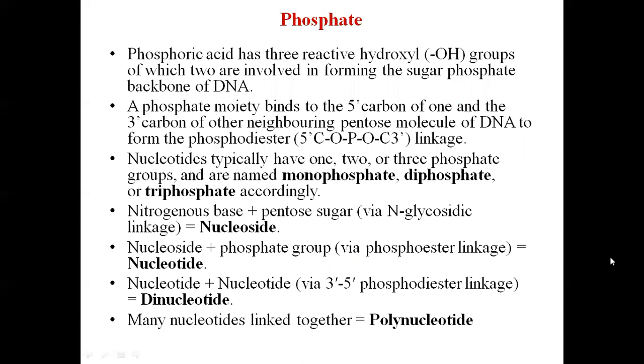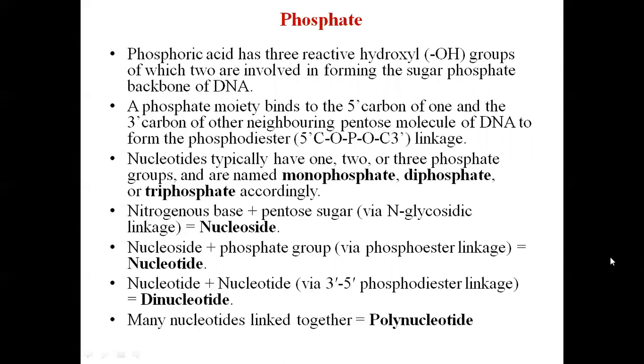Now, coming to the phosphate group, I mentioned that in nucleic acid, this group is derived from phosphoric acid. So that's why DNA has an acidic nature. We are calling it an acid. Phosphoric acid has 3 reactive hydroxyl groups, of which 2 are involved in forming the sugar phosphate backbone of DNA. A phosphate moiety binds to the 5' carbon of one and the 3' carbon of the other neighboring pentose molecule of DNA to form the phosphodiester bond.